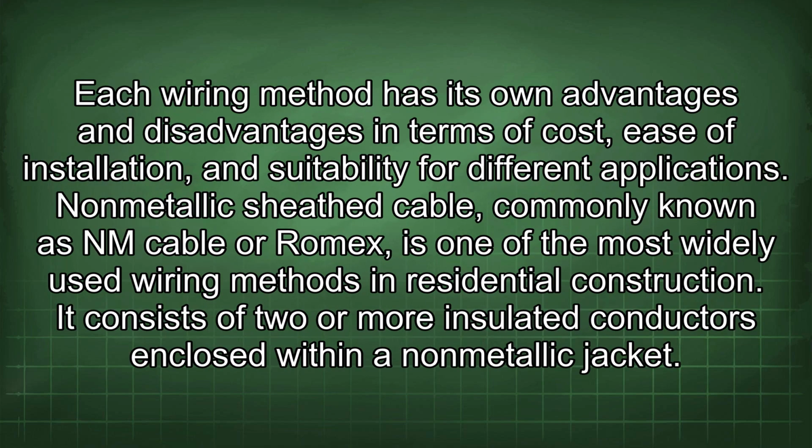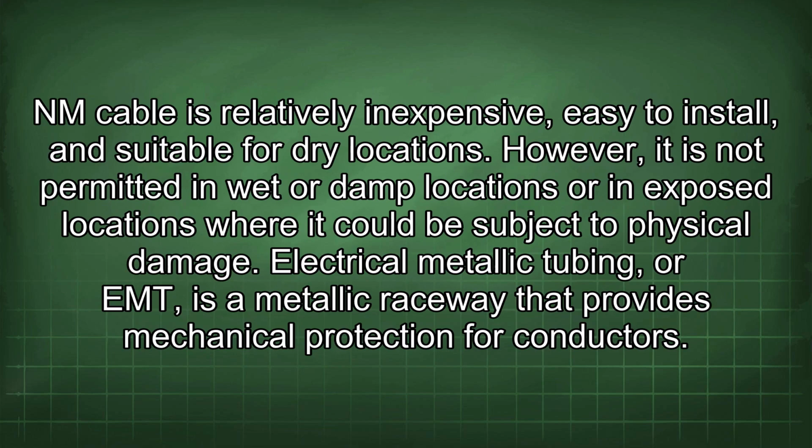Each wiring method has its own advantages and disadvantages in terms of cost, ease of installation, and suitability for different applications. Non-metallic sheath cable, commonly known as NM cable or Romex, is one of the most widely used wiring methods in residential construction. It consists of two or more insulated conductors enclosed within a non-metallic jacket. NM cable is relatively inexpensive, easy to install, and suitable for dry locations. However, it is not permitted in wet or damp locations or in exposed locations where it could be subject to physical damage.